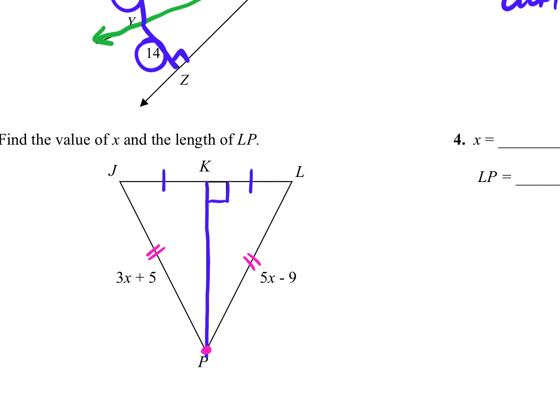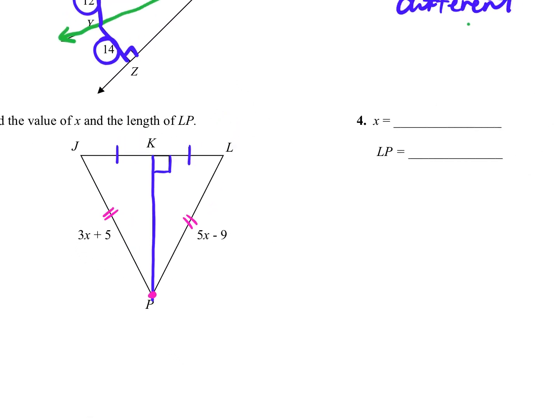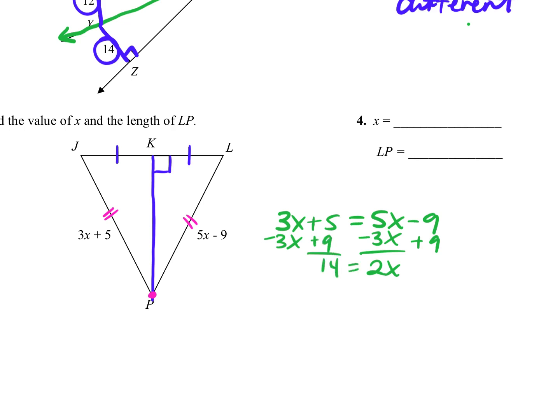Remember in class I said, when in doubt, do what? Set it equal, right? Those are gonna be equal parts. So 3x plus 5 equals 5x minus 9, and then we'll solve it. So take away the 3x and add the 9 and divide by 2. Okay, so your first one is x is 7.